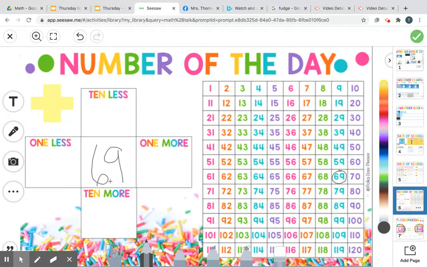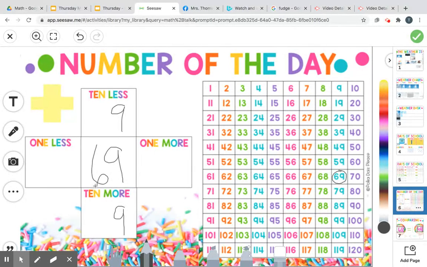So we know when we're going up and down on our hundreds chart, the last number stays the same. So when you go up and down on your hundreds chart, the last number stays the same. So we're going to have number 9 on the end of this row. But the front number goes up or down by 1. So see what I mean?